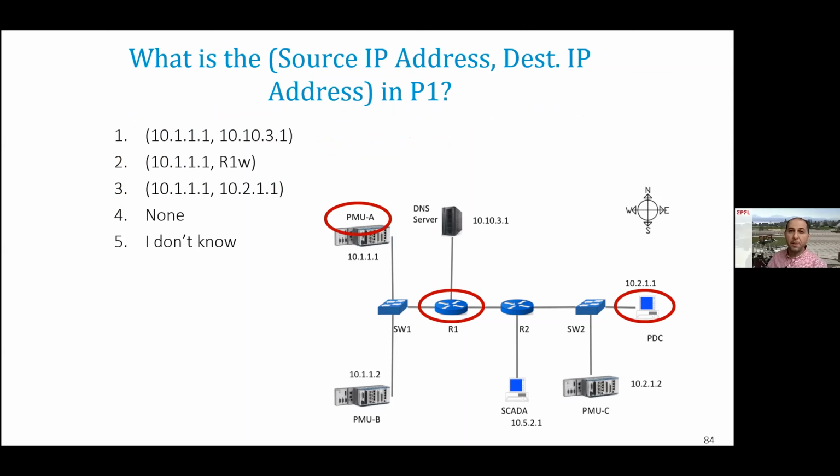What are the source IP address and destination IP address in P1? So we have a packet that's sent from PMU A to PDC. We are looking at this packet at this point, the western port of R1. What are the source IP address and destination IP address? Again, remember the scope of the IP layer is the whole network, and the scope of the MAC layer is the local network.